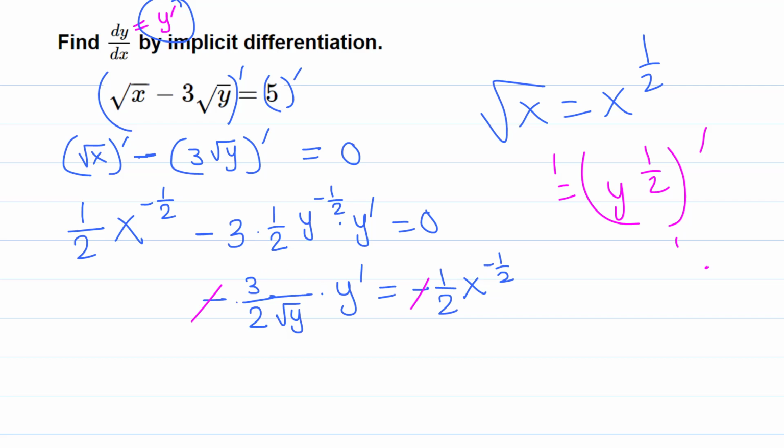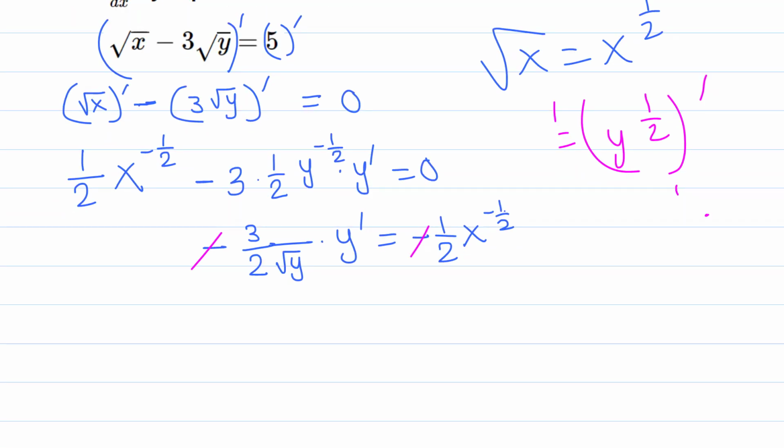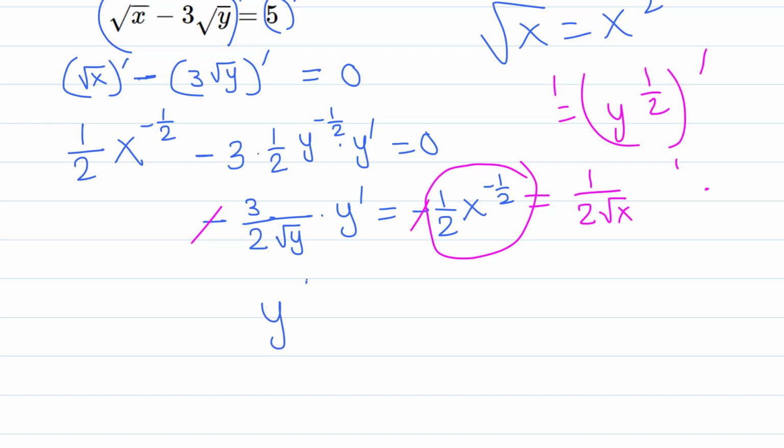Now we divide by this in order to isolate y prime. And this one is in fact x raised to negative 1/2. We could have put it on the bottom, and that's 2 root x. So let me rewrite this just to make our calculation easier. This is 1 over 2, and this one root x on the bottom. So now we are dividing by this factor to isolate y prime. So y prime is 1 over 2 root x divided by this 3 over 2 root y.